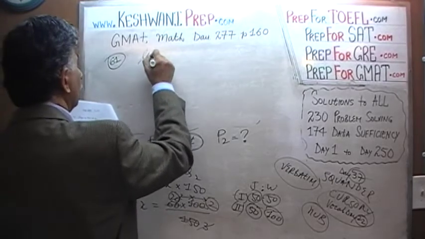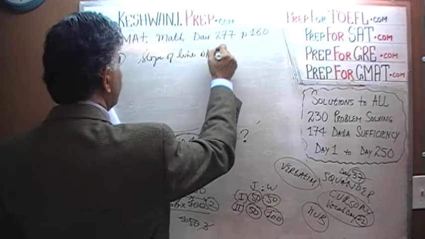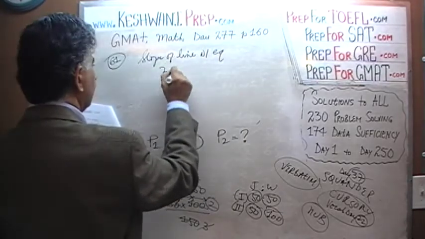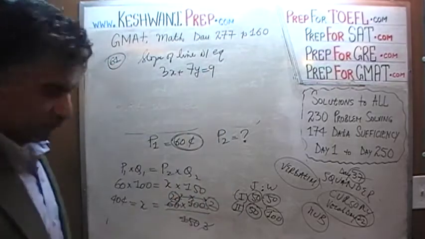They're looking for the slope of a line with the equation 3x plus 7y equals 9.